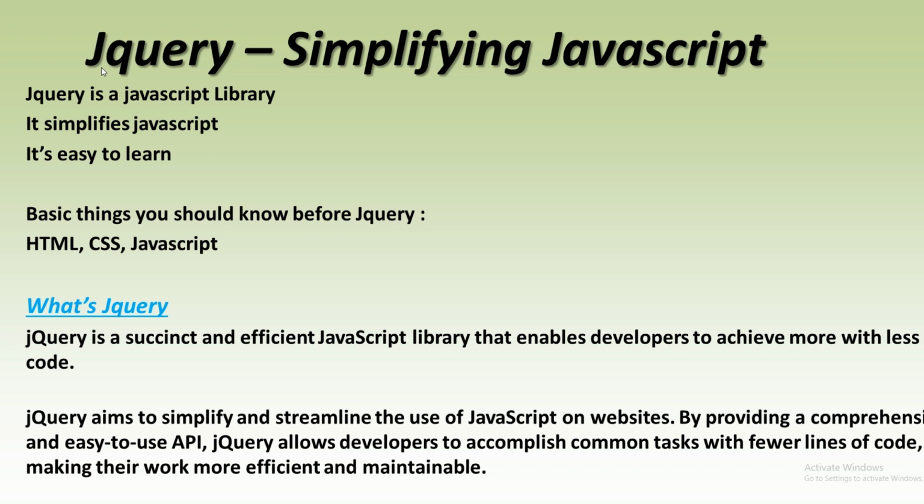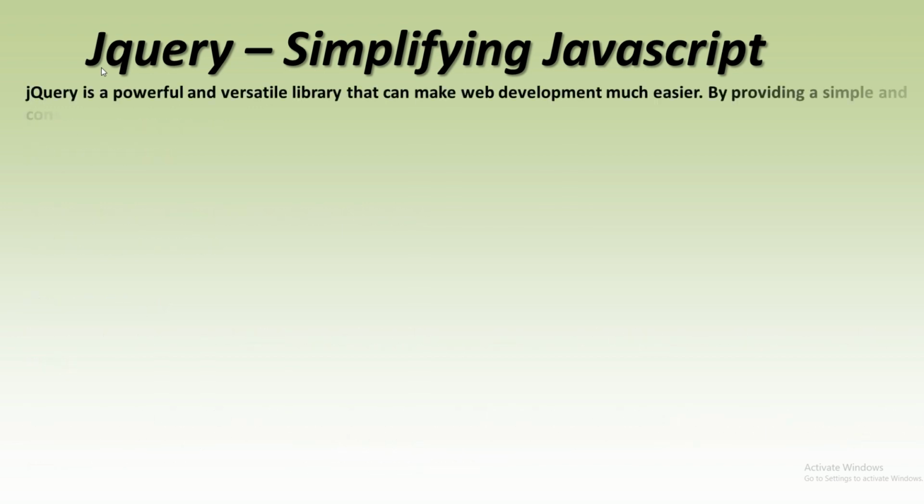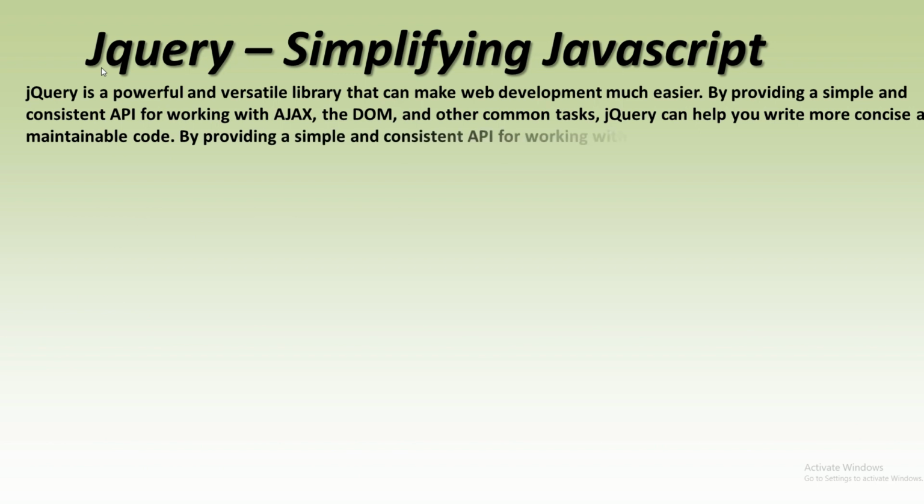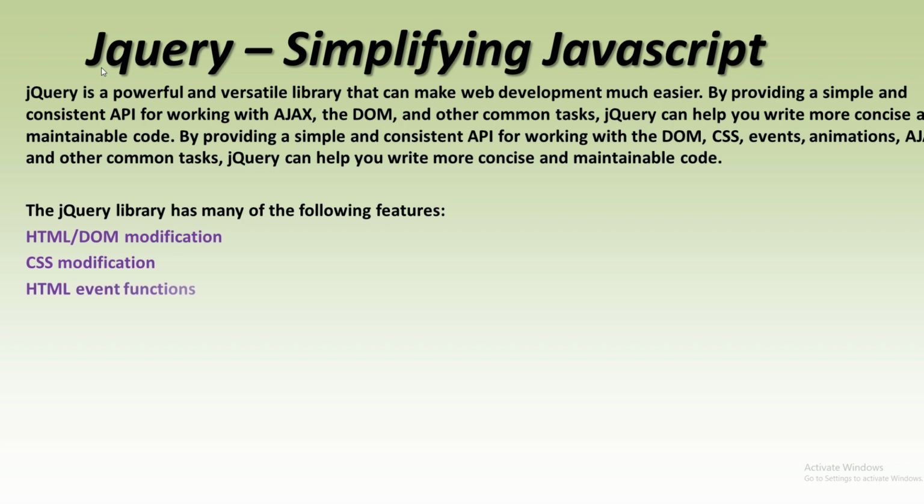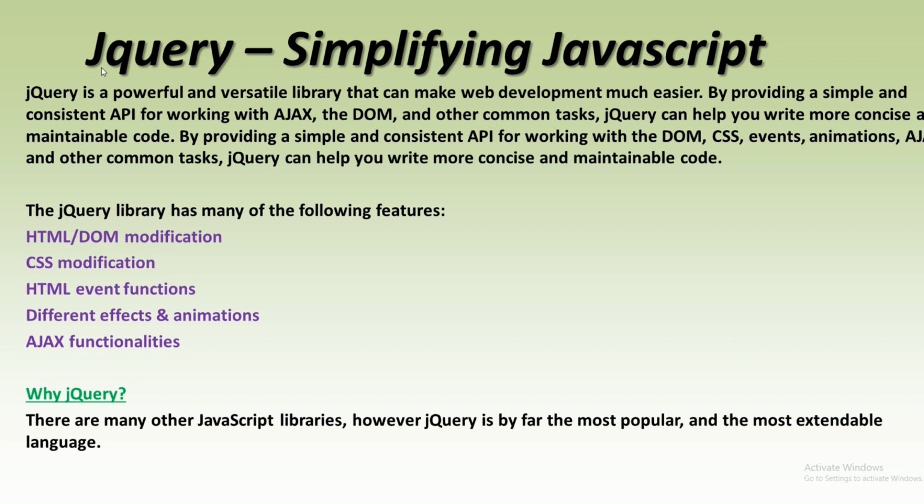So what is jQuery? jQuery is a succinct and efficient JavaScript library that enables developers to achieve more with less code. jQuery aims to simplify and streamline the use of JavaScript on websites by providing a comprehensive and easy-to-use API. jQuery allows developers to accomplish common tasks with fewer lines of code, making their work more efficient and maintainable. Now, jQuery is a powerful and versatile library that can make web development much easier. By providing a simple and consistent API for working with Ajax, the DOM, and other common tasks, jQuery can help you write more concise and maintainable code.